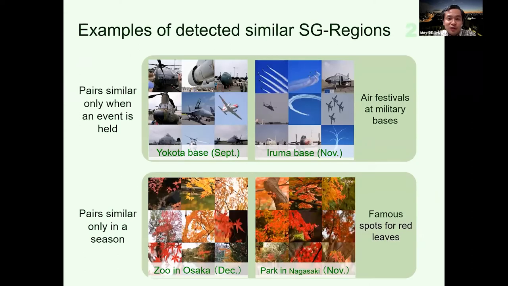So these are the examples of the detected similar seasonal georegions. The first one is the pairs similar only when an event is held, so it's like on a specific event. The one to the left is our pictures from the Yokota Air Force Base. That's basically a US air base near Tokyo.